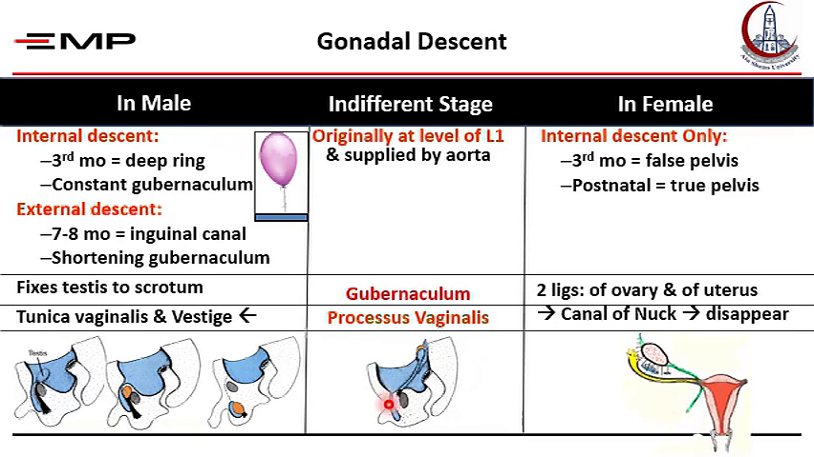How about the processus vaginalis? It is formed in the female as it is formed in the male, but it becomes obliterated, forming the canal of Nuck, and later it disappears.